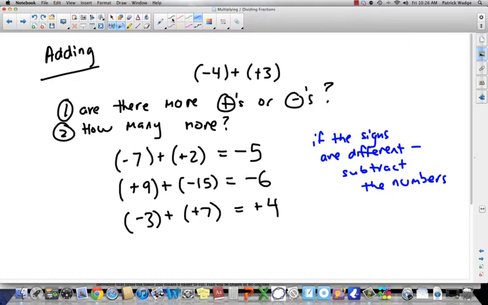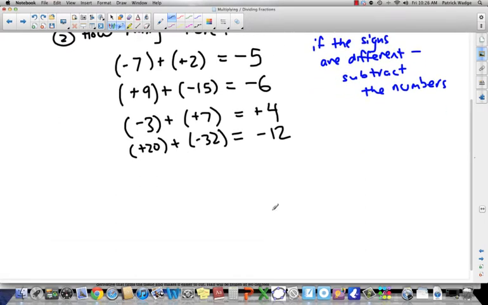If I have a question like positive 20 plus negative 32, my first question is, are there more positives or negatives? There's more negatives. And then how many more are there? Well, there's 20 positives here to cancel out 20 of the negatives. How many negatives are left? Well, that means I have to go 32 minus 20. I have 12.